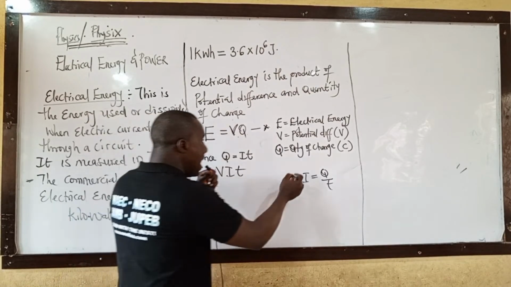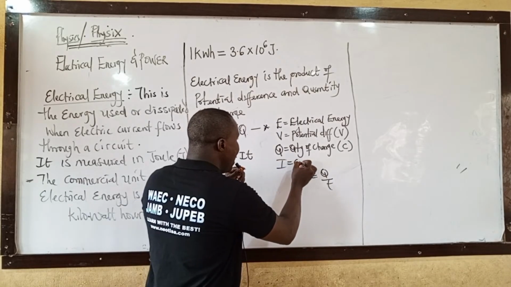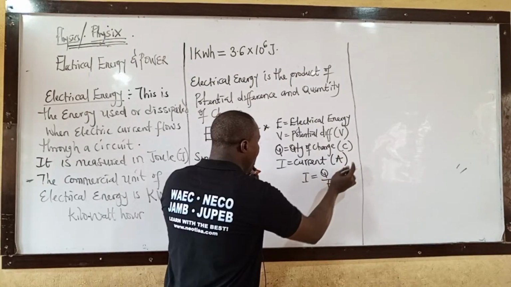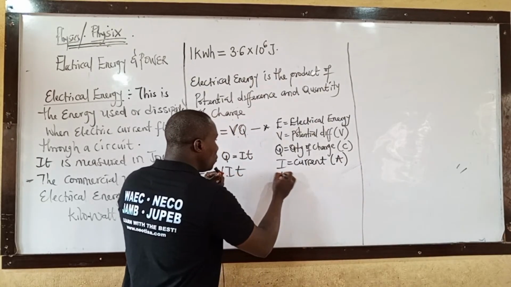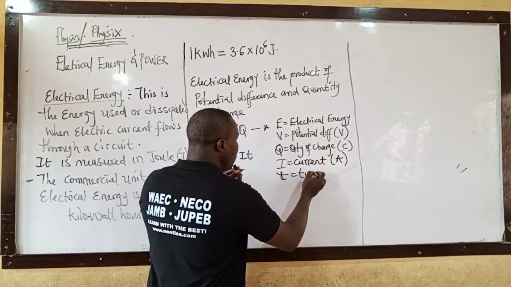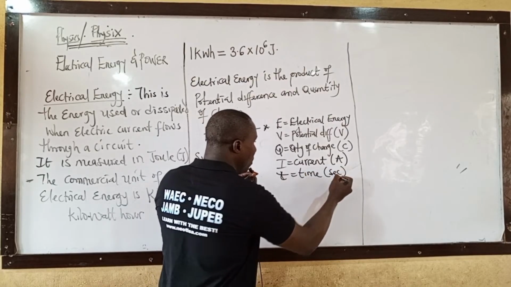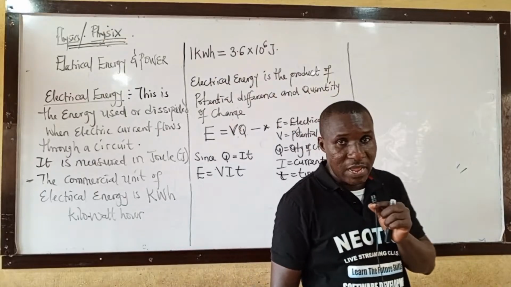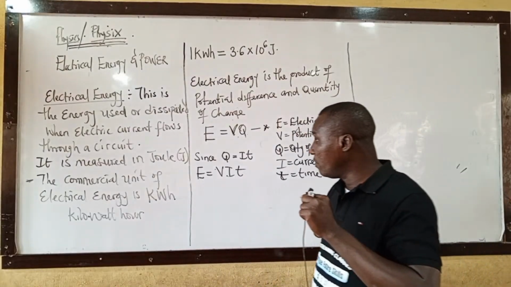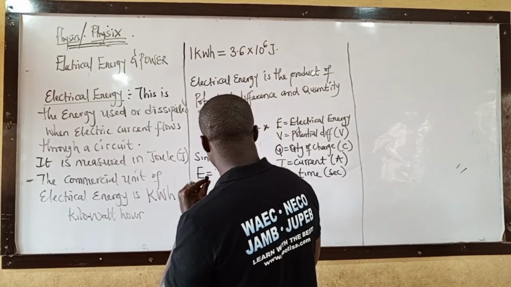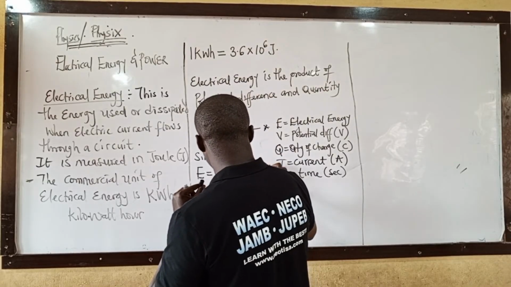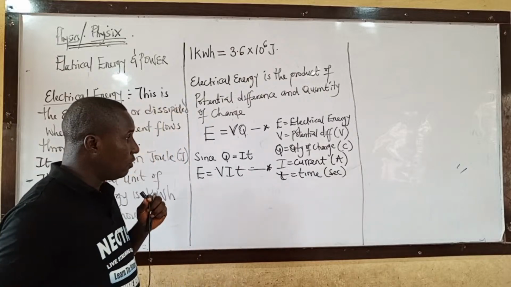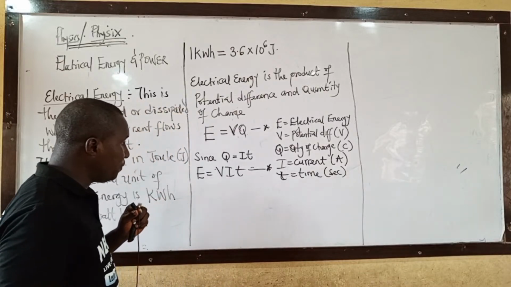VIT, where I is the current. I is the current measured in what? Ampere. T is what? Time, measured in seconds. Please take note. Write that down. Then we call this one equation 2. Take note of those formulas because we are going to use them in solving questions.